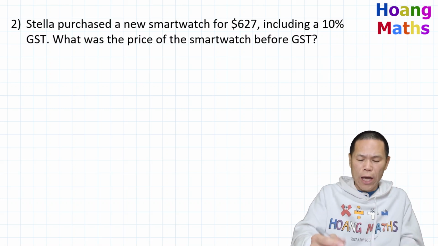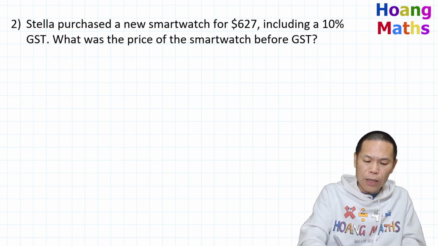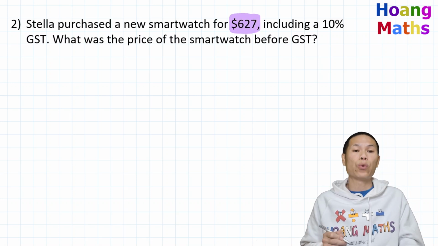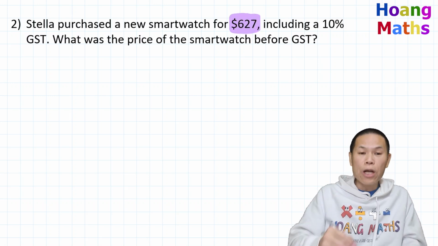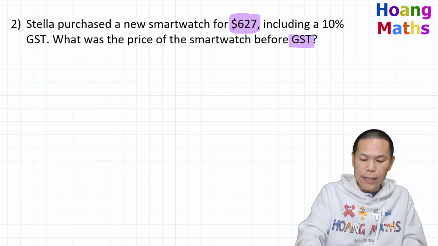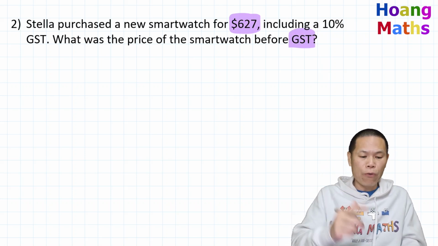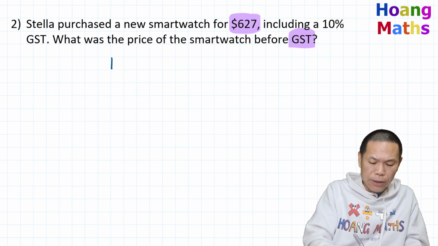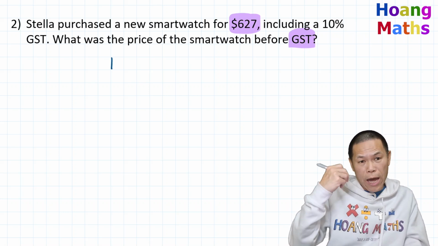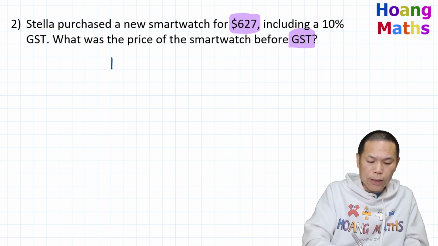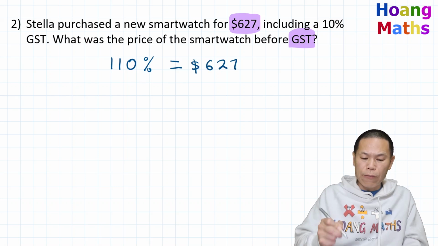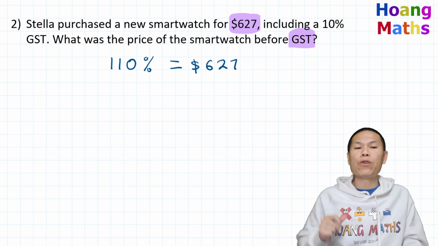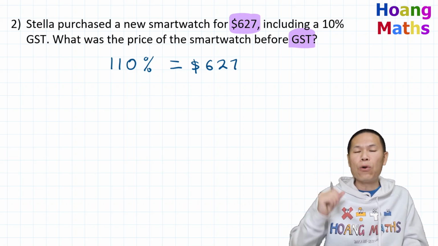So first of all, we know that the price including 10% of GST is $627. So we need to work out the price before GST, that is the price before tax. So what I do, I know that I pay 100% for the original price and we add 10% on top. So that means Stella pays 110%. So that means she pays $627. So we need to work out 100%. That will give us the price before GST.